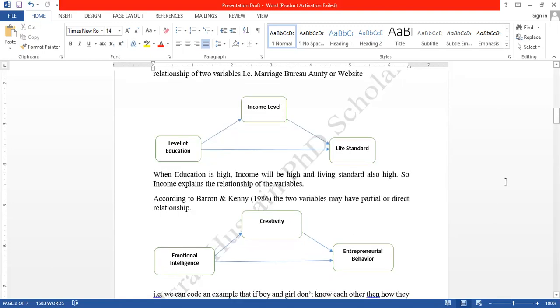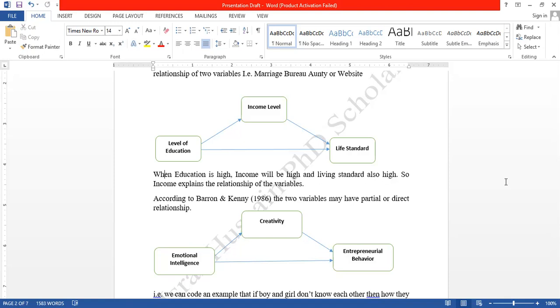And also you can say the level of education and the level of income will also increase the standard of life. Let's say the level of education increases; by increasing the level of education, the income level will also increase. So when the income level increases, this will definitely increase the life standard as well. When education is high, income will also be high. Understandable. So this is showing the positive relationship.